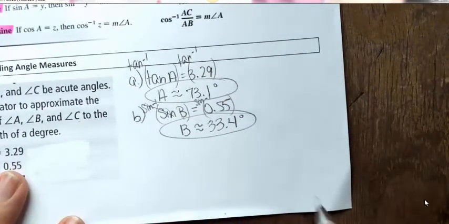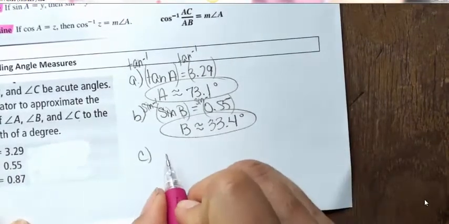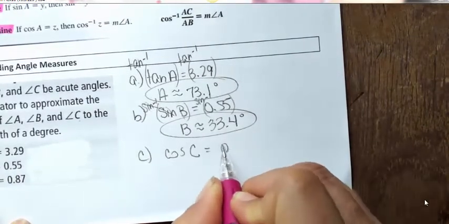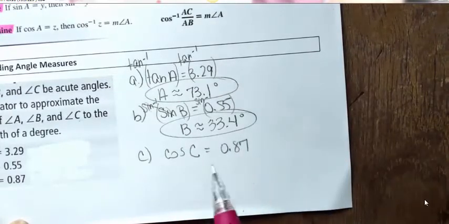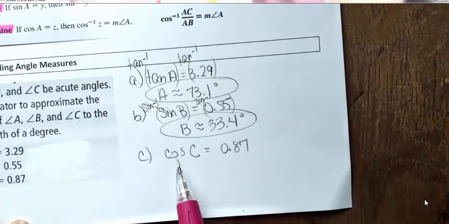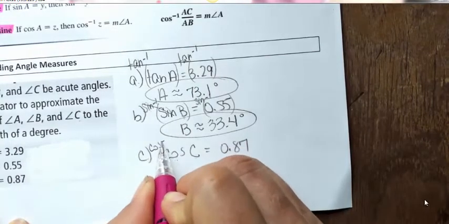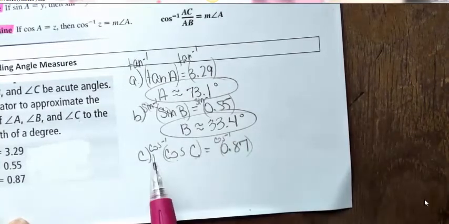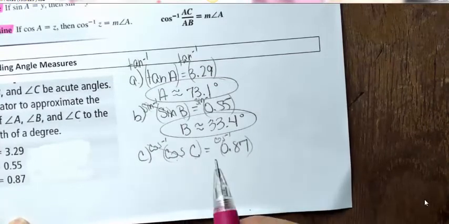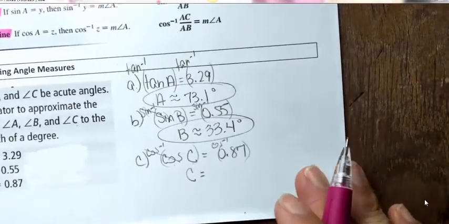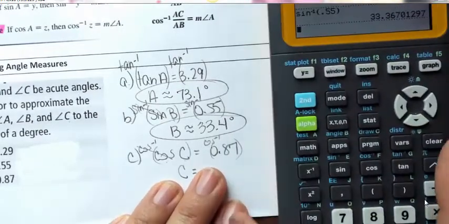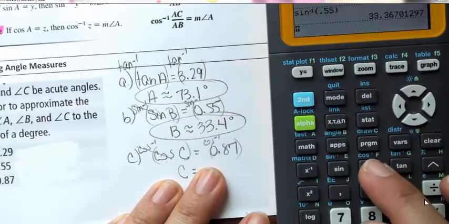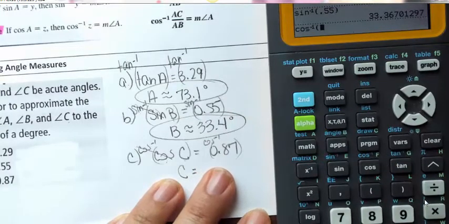Okay, and then I'm going to do one more. Letter C here. So we've got cosine of C equals 0.87. Once again, I'm trying to get C by itself. It's stuck in the cosine function. The only way that I can undo a cosine function is to use the cosine inverse. And I'll do that for both sides. Taking the inverse of a function undoes that function, and you're left with just the input. And so cosine inverse of 0.87 is what I care about. And I end up with 29.5.